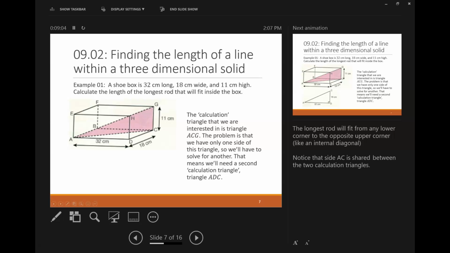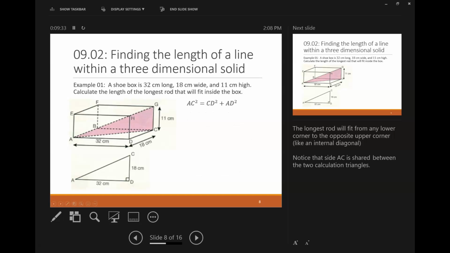But Mark, you're correct. This is something we can calculate, right? So I can find a second calculation triangle to find the length for AC. What would that second calculation triangle be? ACD. Everybody cool with that? How would I find the length of AC? Pythagorean theorem. And once I have the length for AC, now I have enough information to solve for AG. Everybody cool with that idea?